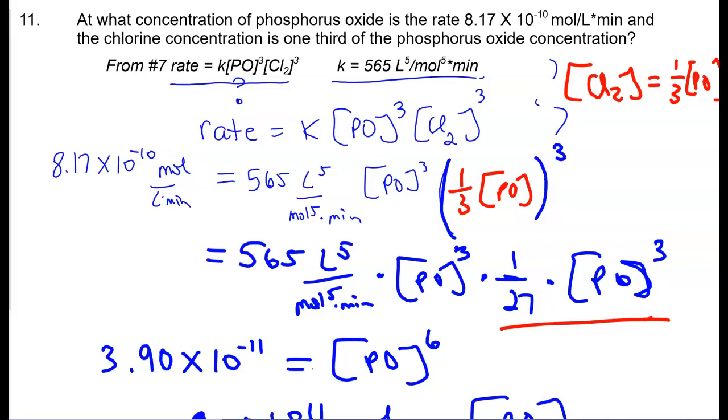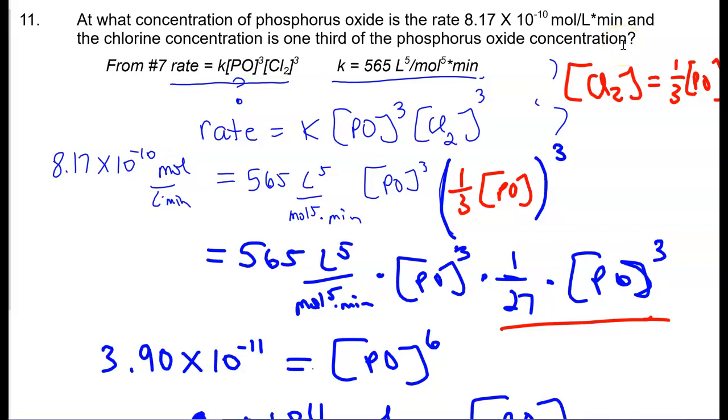Okay, number 11. I may have done this with you in class. If I have not, then here it is. So, this specific question, I may have done it in class. At what concentration of phosphorus oxide is the rate 8.17 times 10 to the negative 10th moles per liter per minute, and the chlorine concentration is 1/3 of phosphorus?